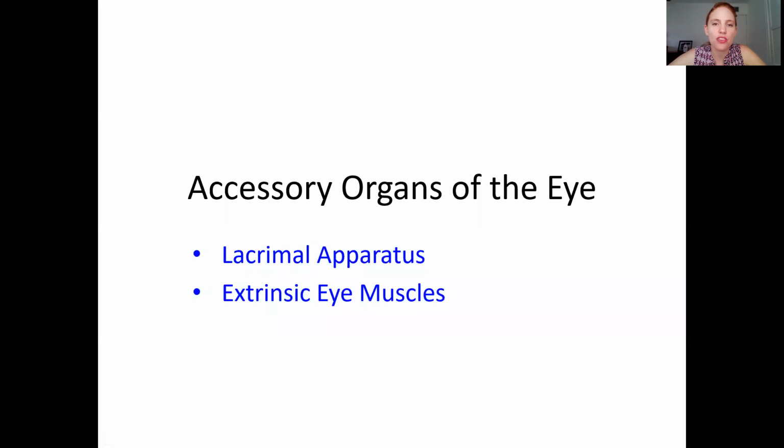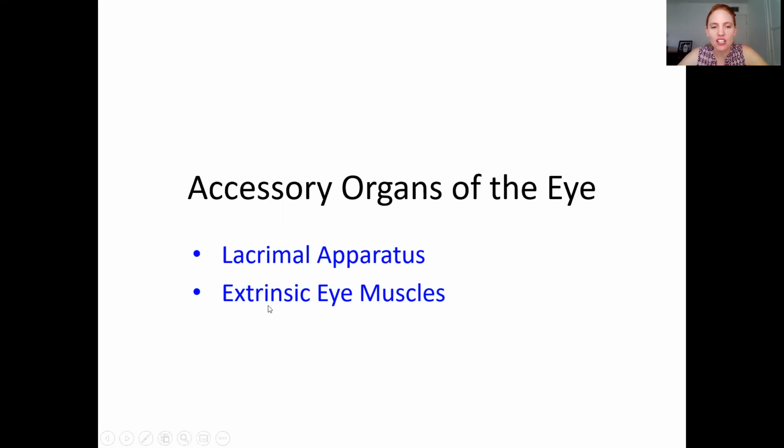Everyone. Now we are on the very last piece of this lecture. We're going to talk about some accessory organs of the eye, and what that just means is parts that are not the eyeball themselves, but are still involved in the eye area in some way. And the first is the lacrimal apparatus. An apparatus is just a complex term that just means more than one structure working together.